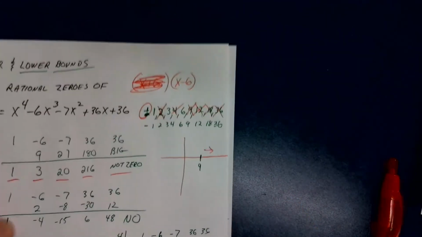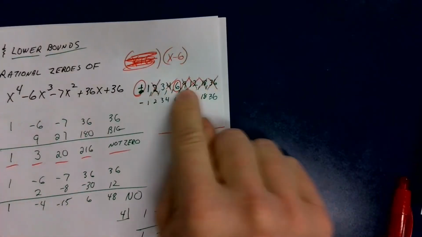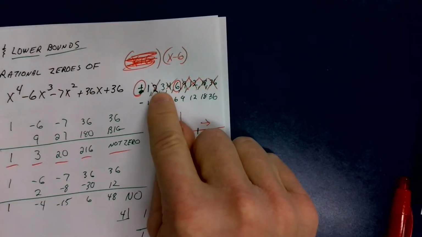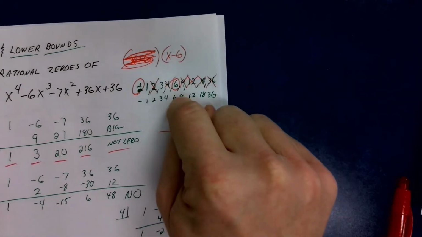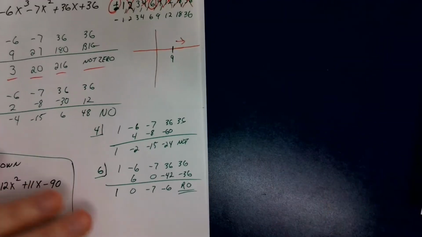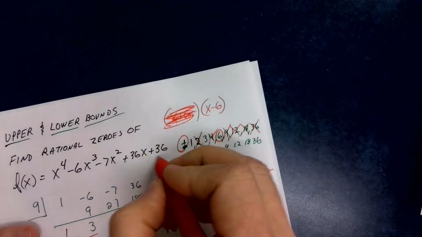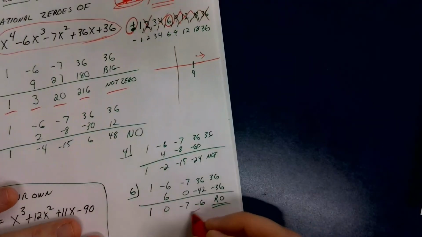Now, I can circle the 6. I know there's no other rational numbers above it. I'm not saying that 3 doesn't work. 3 still might work. However, guess what? Because I got something to work, here's how this goes. I don't have to do this big polynomial anymore, right? I've now divided it by x minus 6. And I have a new polynomial, which is right here.